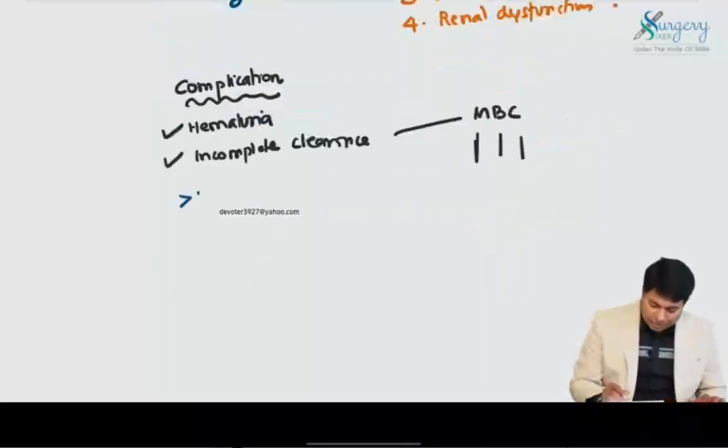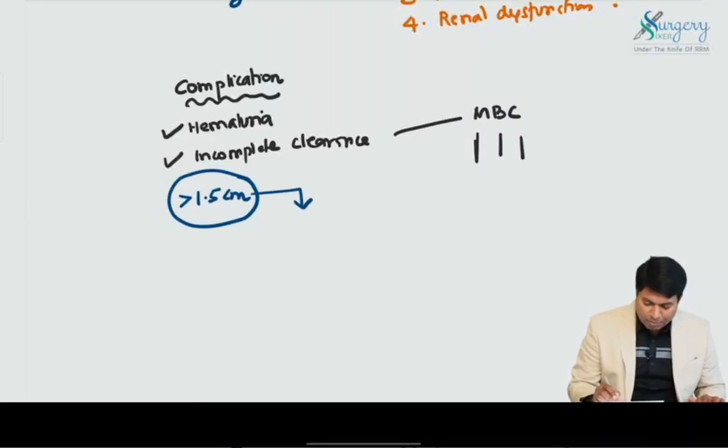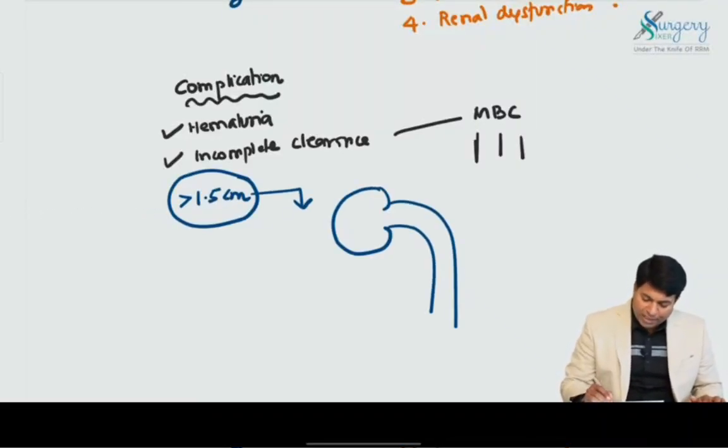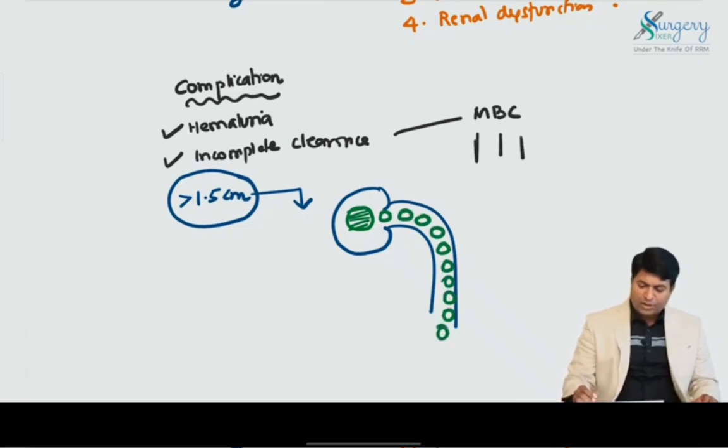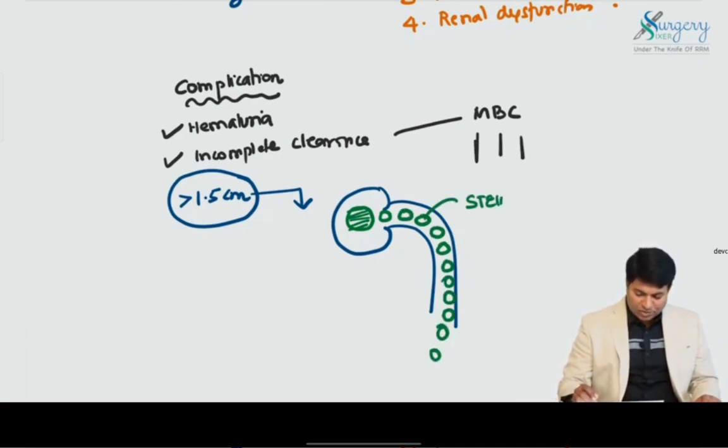If the stone size is more than 1.5 centimeter and you are breaking with ESWL, one important complication can happen. What is it? If you are breaking a very big stone with ESWL, the stones will come down and will form a street-like thing on the ureter. What is this complication known as? This is known as Steinstrasse, a 100 times asked MCQ. Also known as stone street.